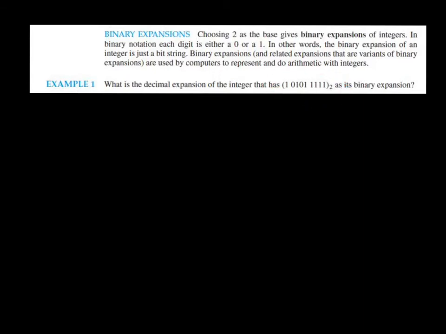Well, we do that by writing out the binary expansion. So here's how that works. We have 1, 0, 1, 0, 1, 1, 1, 1, 1, base 2. And I want to expand that out. So this is going to be equal to 1 times 2. So what power?